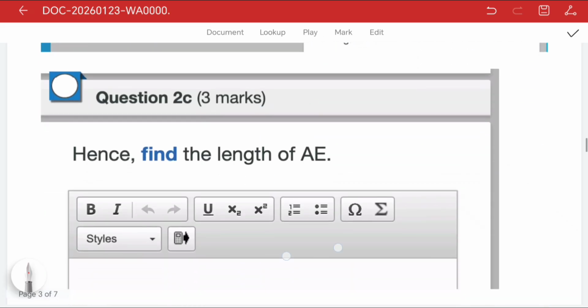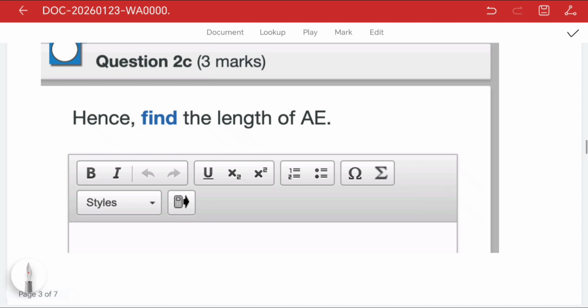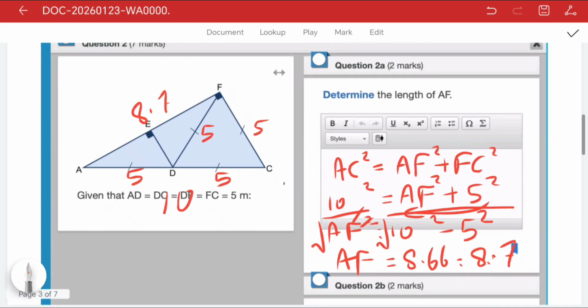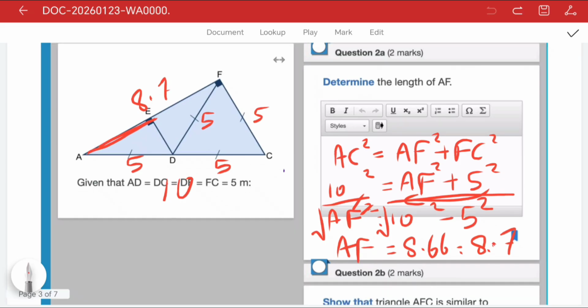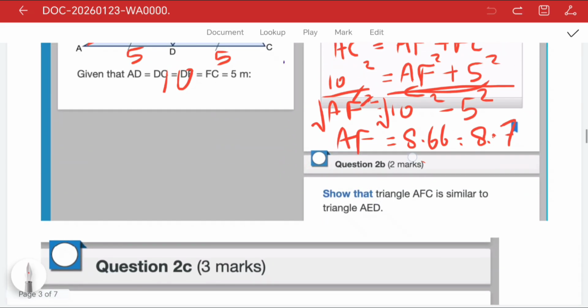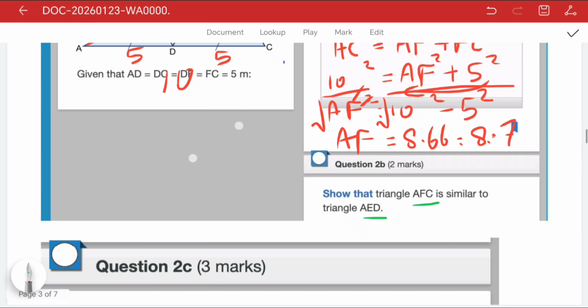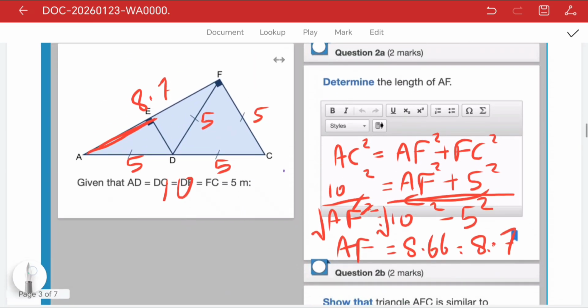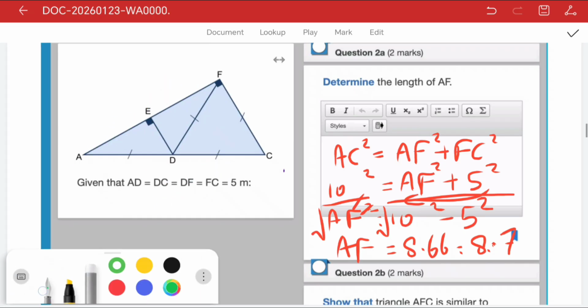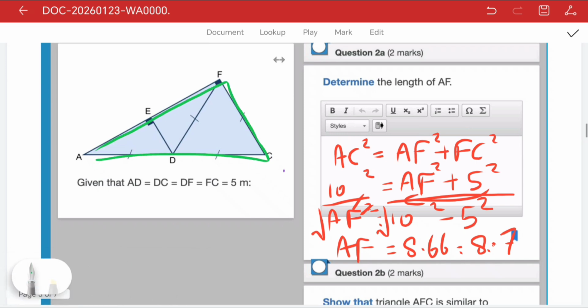Look at the C part. Find the length of AE. We are going to find AE, this length only. Oh no, before that we have this question number 2. In this question number 2, they are saying triangle AFC is similar to triangle AED. Let me erase first. Triangle AFC, this one, the bigger one, is similar to triangle AED. Right, this is our question.